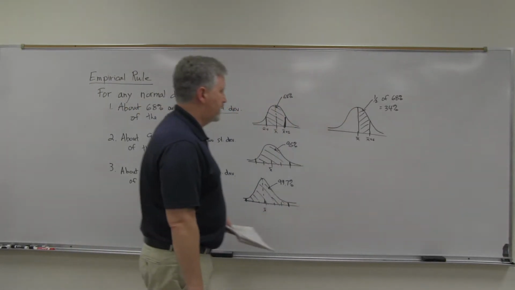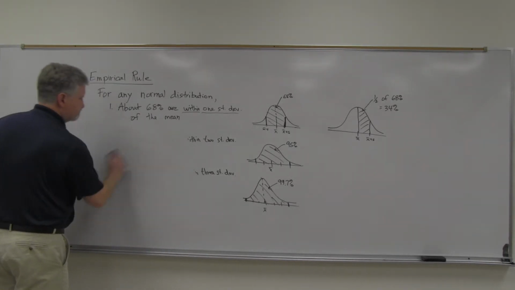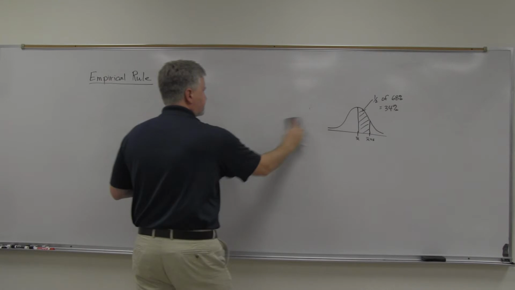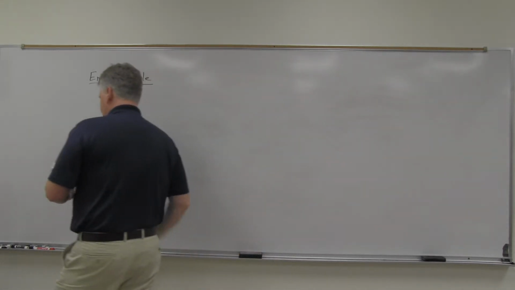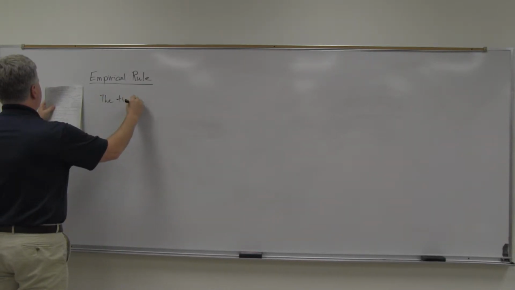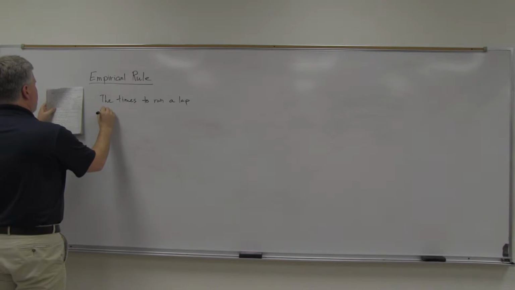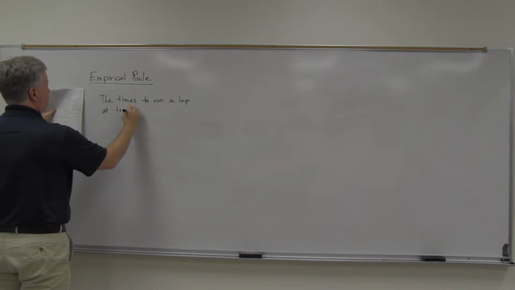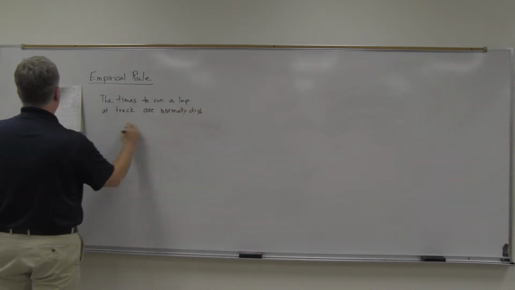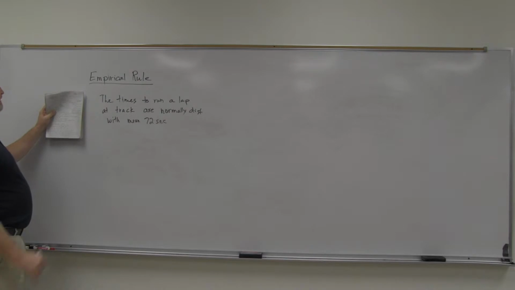So yeah, let's try one. Okay, so the times to run a lap at a track are normally distributed with a mean of 72 seconds and standard deviation 4 seconds.